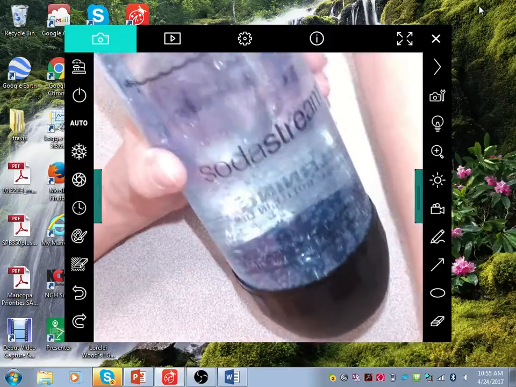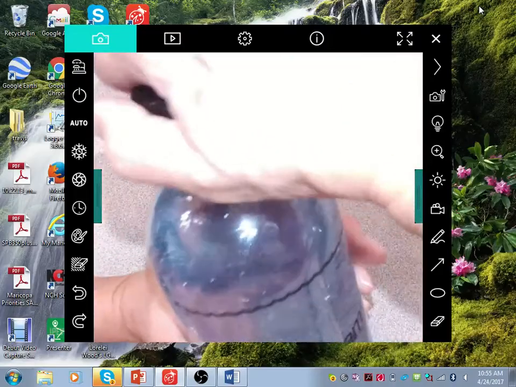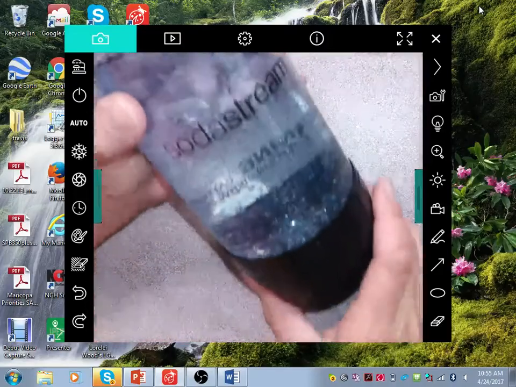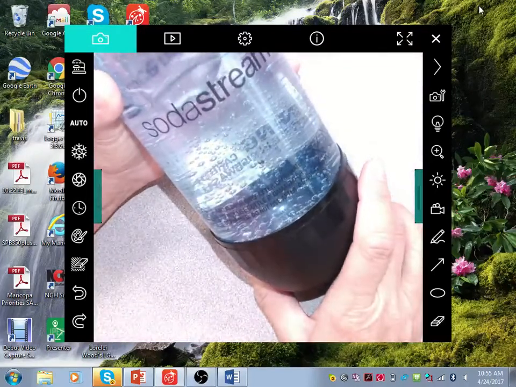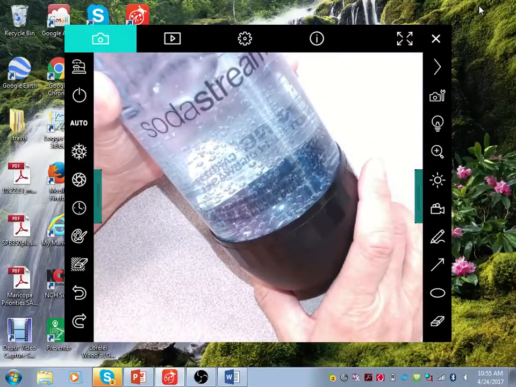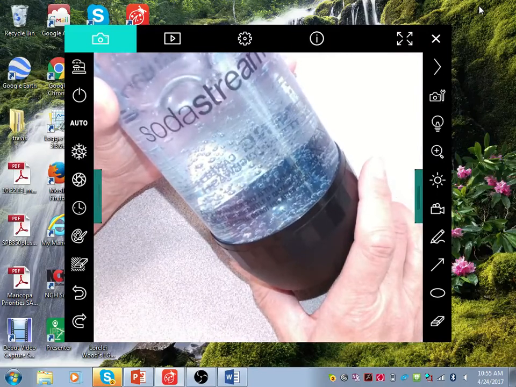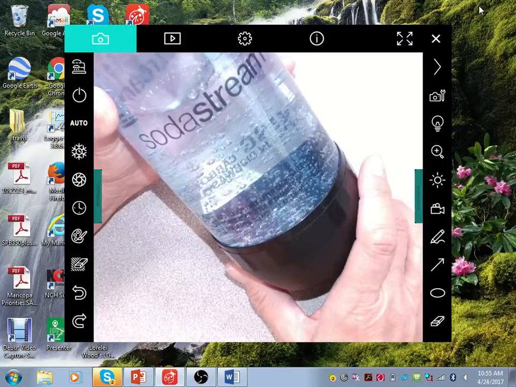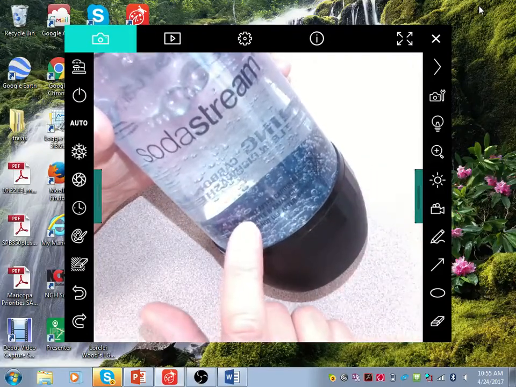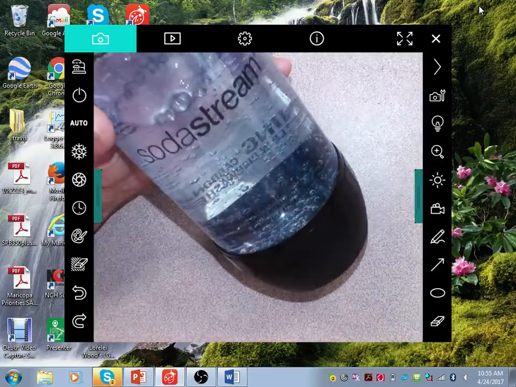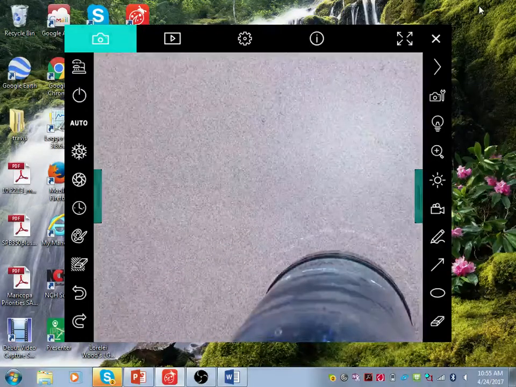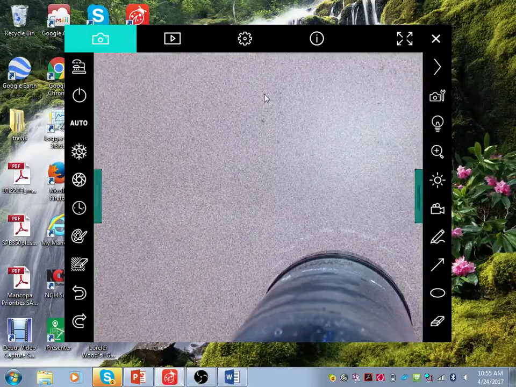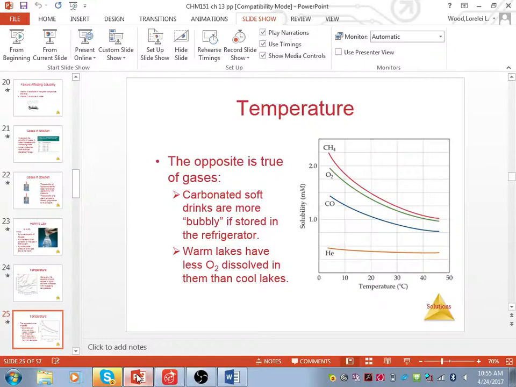Now if I screw the lid back on real tight, you'll notice that the bubbles will continue to happen for a little while, but then their frequency will eventually diminish and they will stop bubbling out of the solution. Well, that's related to this idea not only of the gases in the solution, but also the vapor pressure in the solution above the bottle. If you go back to our PowerPoint here.